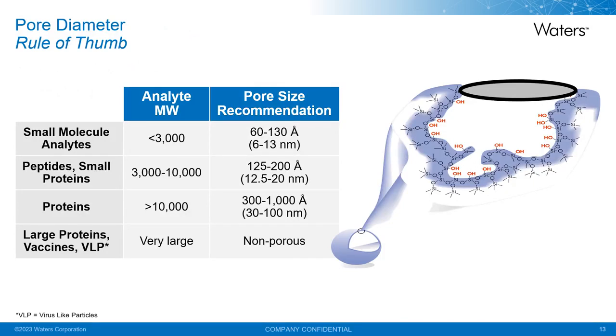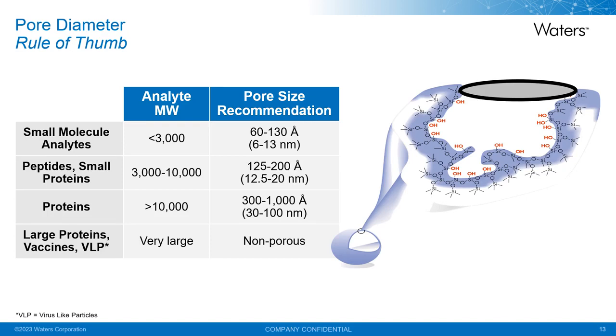As a general guideline, you can select the pore size for the range of analyte that you're working with. For small molecules with a low molecular weight, 60 to 130 angstrom pores are a good place to start. As the molecule size increases, you must also increase the pore diameter to allow access to the surface area within the particle. For small proteins and peptides that have a molecular weight range of 3,000 to about 10,000, you need a slightly larger pore diameter. We recommend 125 to 200 angstrom.